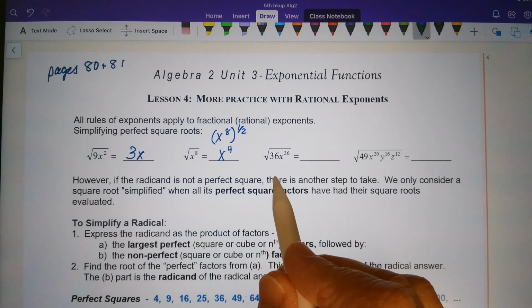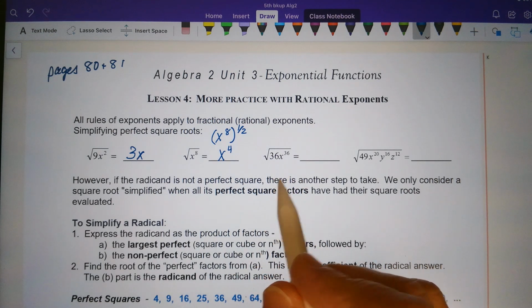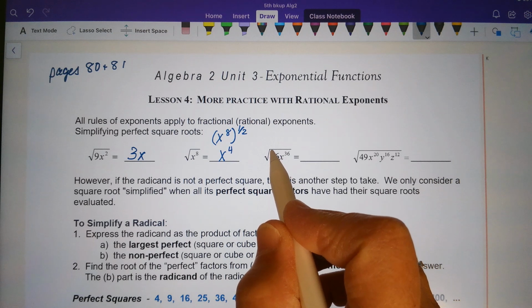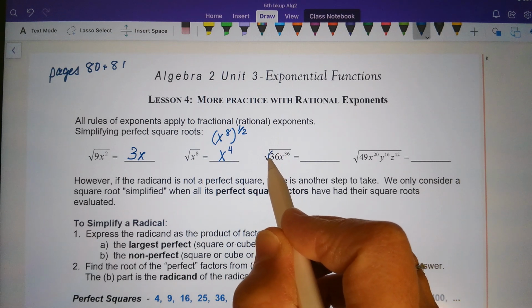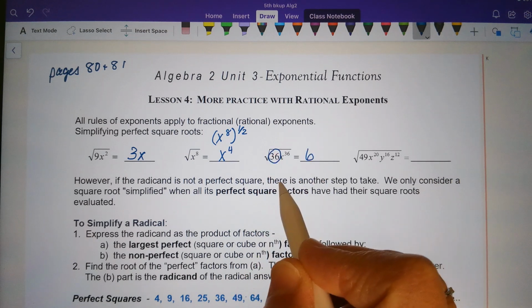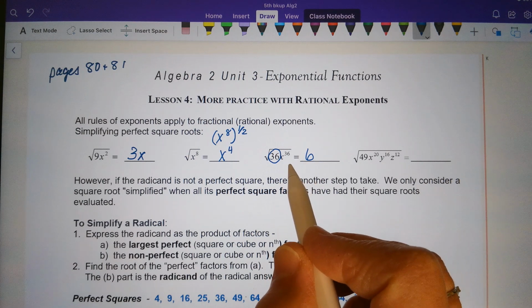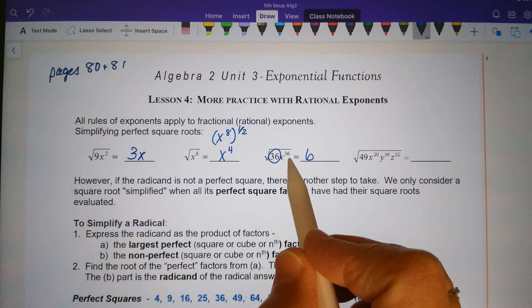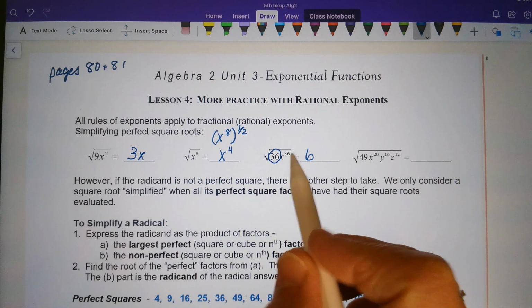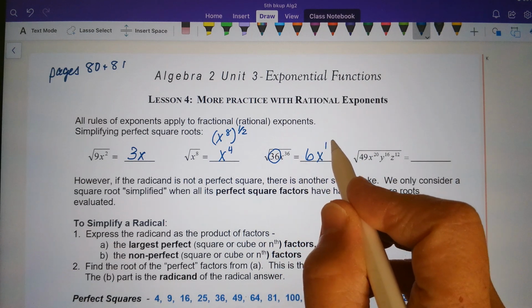The square root of 36, x to the 36th. Well, the square root of the number 36 is 6. And the square root of x to the 36th: take the 36, multiply it by 1/2, and we get 18.